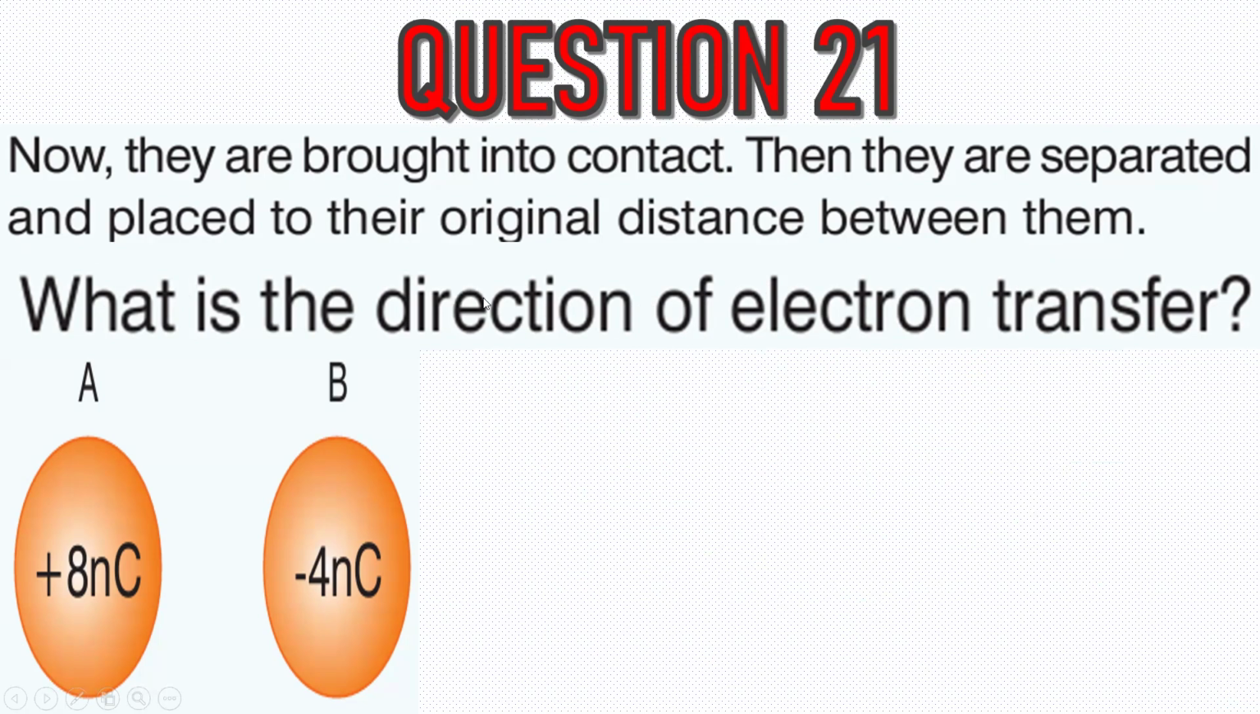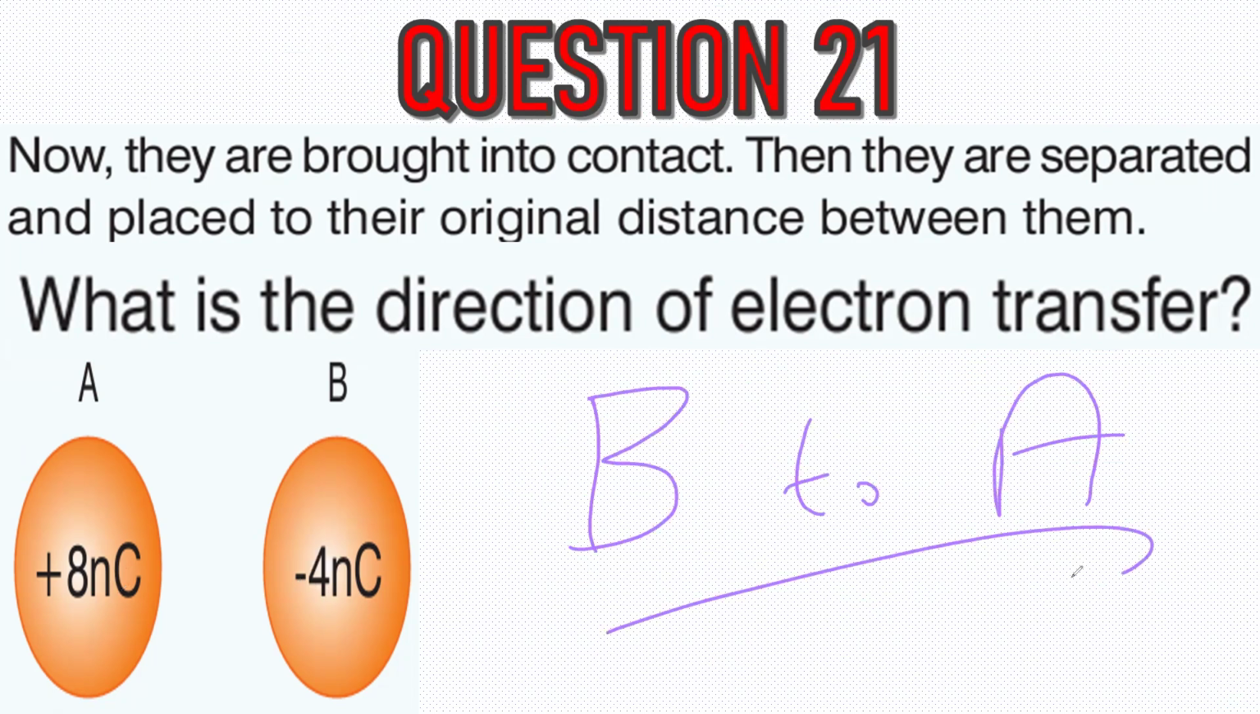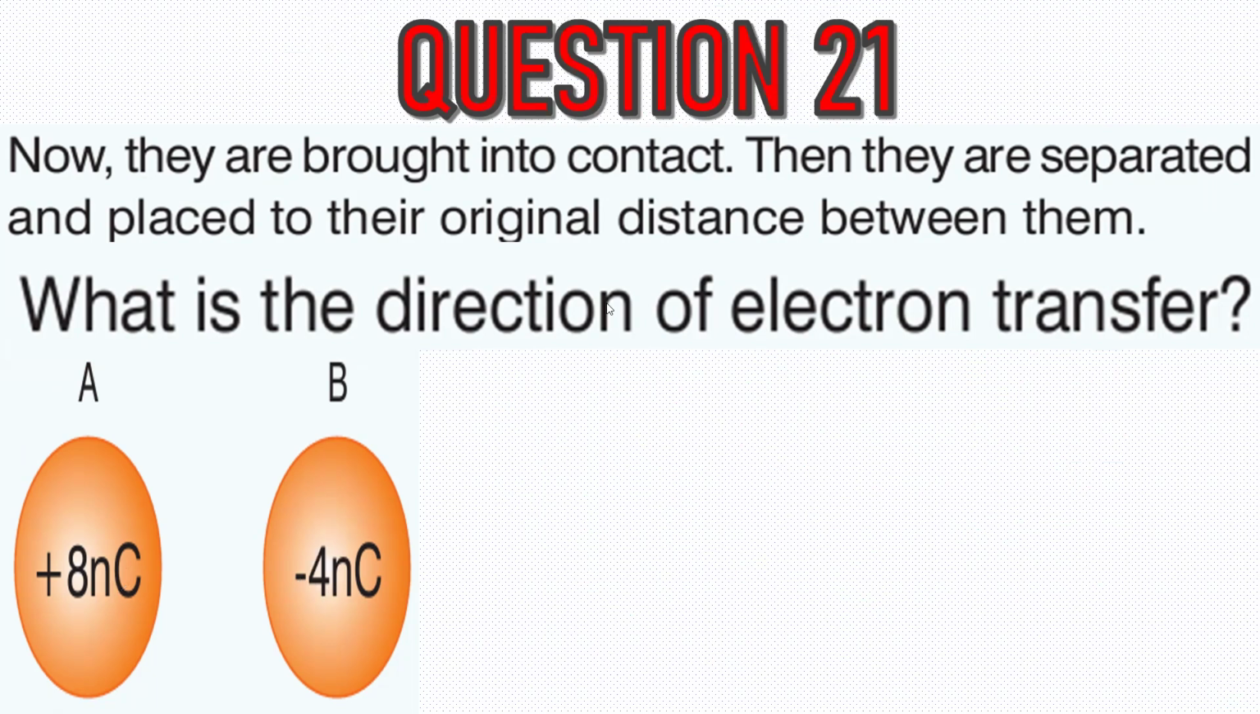Yes. Done. Okay. So now we should remember electrons move from the less number to the bigger number. Now, as you see, B is -4, A is +8. So now B to A. Our answer is B to A, because B is the lesser, negative number. All right, B to A.